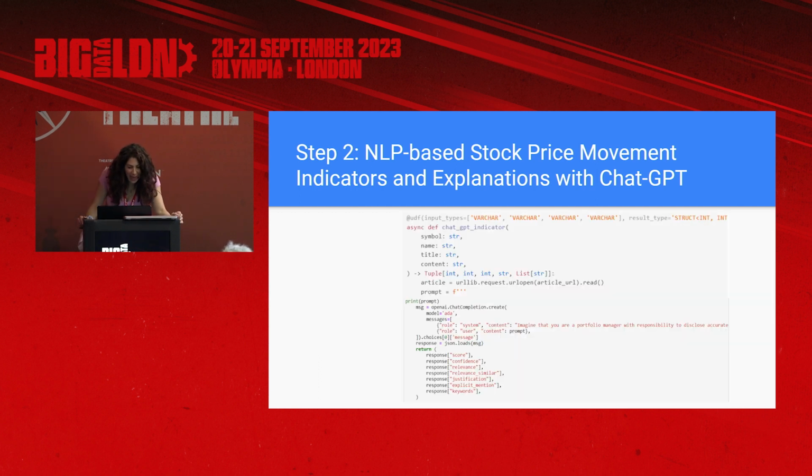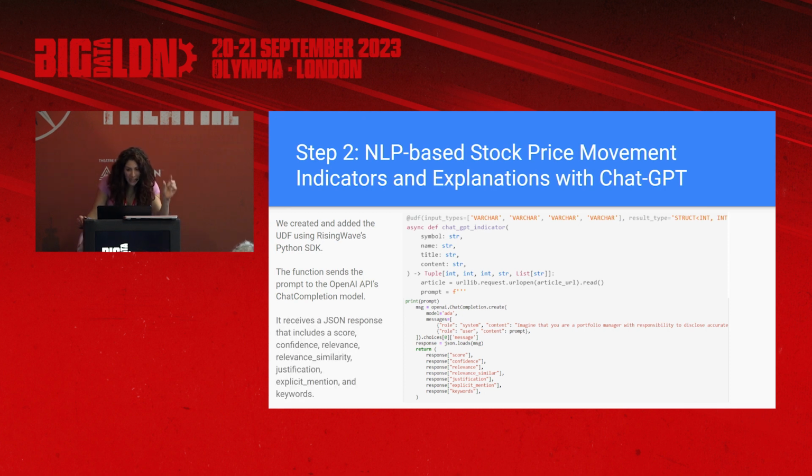And then we created and added the UDF using RisingWave's Python SDK. The function sends the prompt to OpenAI's API's chat completion model, and then it receives a JSON response that includes a score, confidence, relevance, relevant similarity, justification, explicit mention, and keywords.